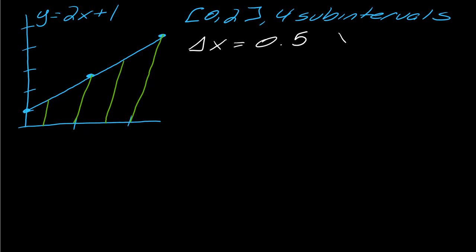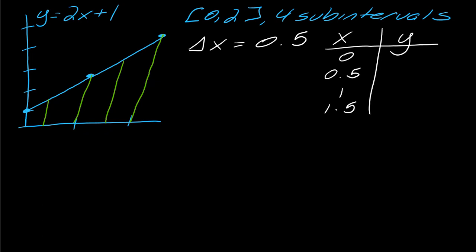And then if I want to make my little table of values here, the exact same thing: 0, 0.5, 1, 1.5, and 2. Just fill that in. The nice thing with this example is all of your y values are whole numbers. Oops, and sorry, this is 1, not 0. Okay, so now let's go ahead and do this.